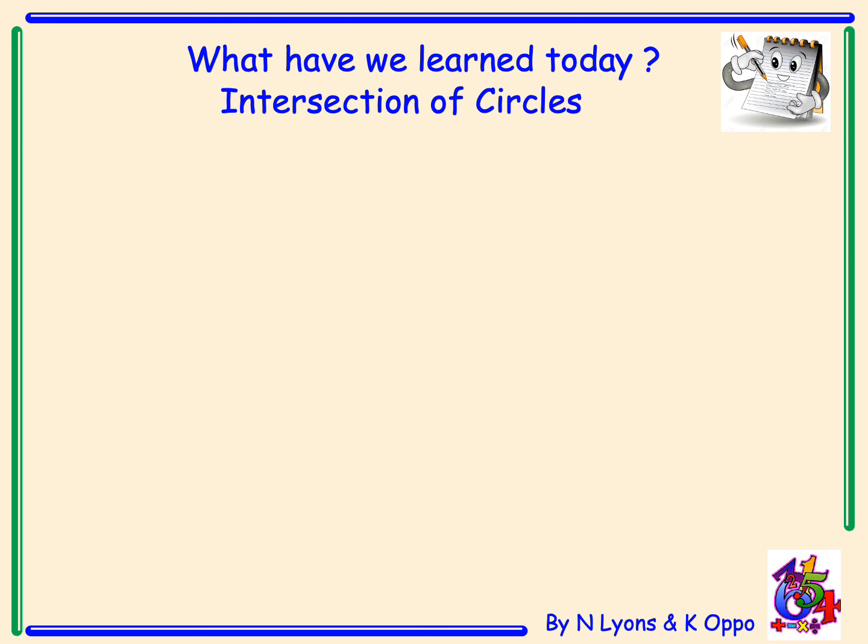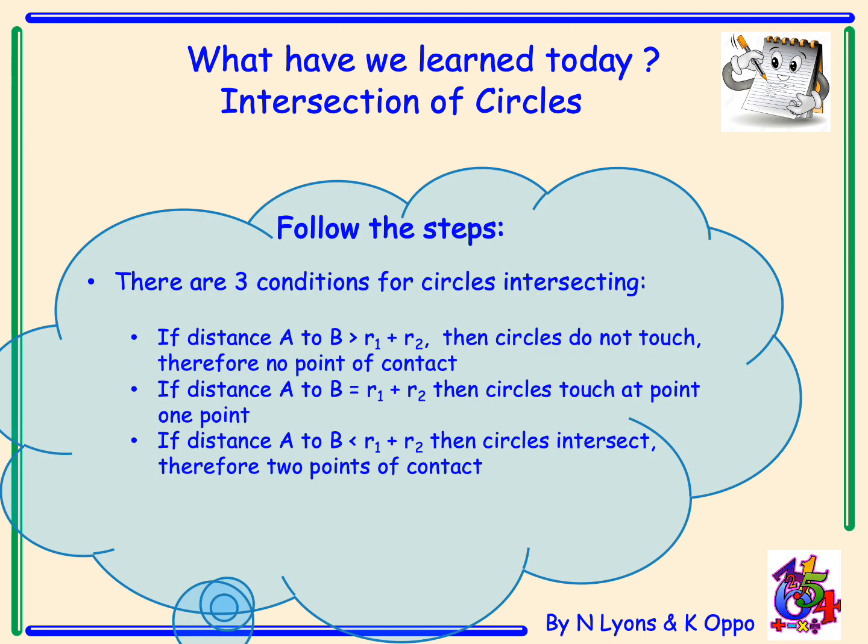So what have we learned today? Today we've looked at the intersection of circles. There are 3 conditions for this. If the distance A to B is greater than r1 plus r2, then the circles do not touch. If the distance A to B is equal to r1 plus r2, then the circles touch at one point. And if the distance A to B is less than r1 plus r2, then the circles intersect and have 2 points of contact.